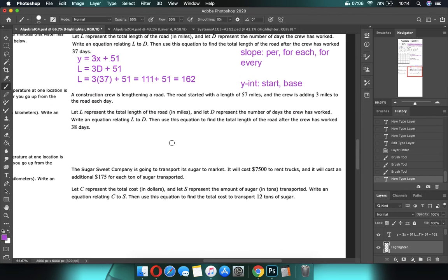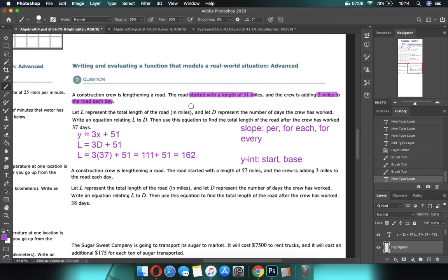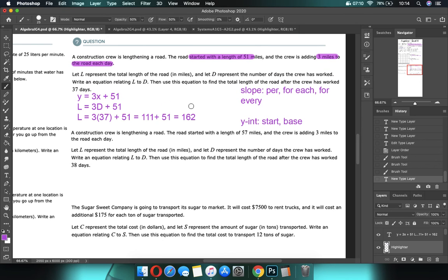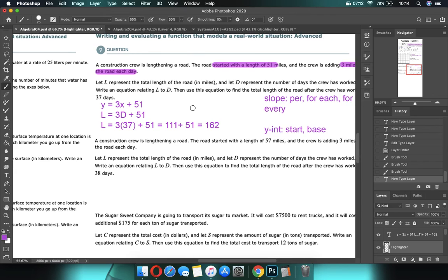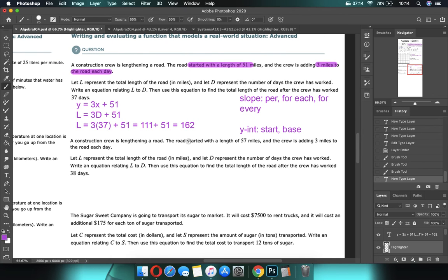So let's look again. Construction group 57. Look at that. It's the exact same thing, just with different numbers. And not even different numbers, because it started with a length of 57, and then you're adding 3 miles again. Oh my goodness. This is what happens when Ms. Dubois does not pay attention to the screen grabs.